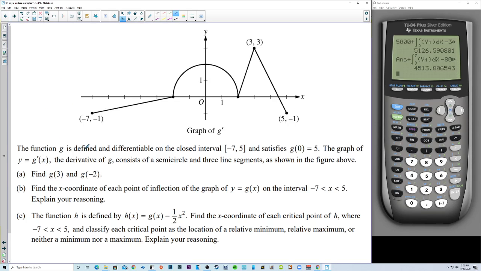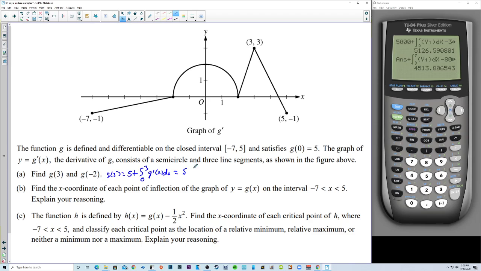The function g is defined and differentiable on the closed interval -7 to 5 and satisfies g of 0 equals 5. The graph of y equals g prime of x, the derivative of g, consists of a semicircle and 3 line segments as shown in the figure above. Find g of 3. So g of 3 is equal to 5 plus the integral from 0 to 3 of g prime of x dx.